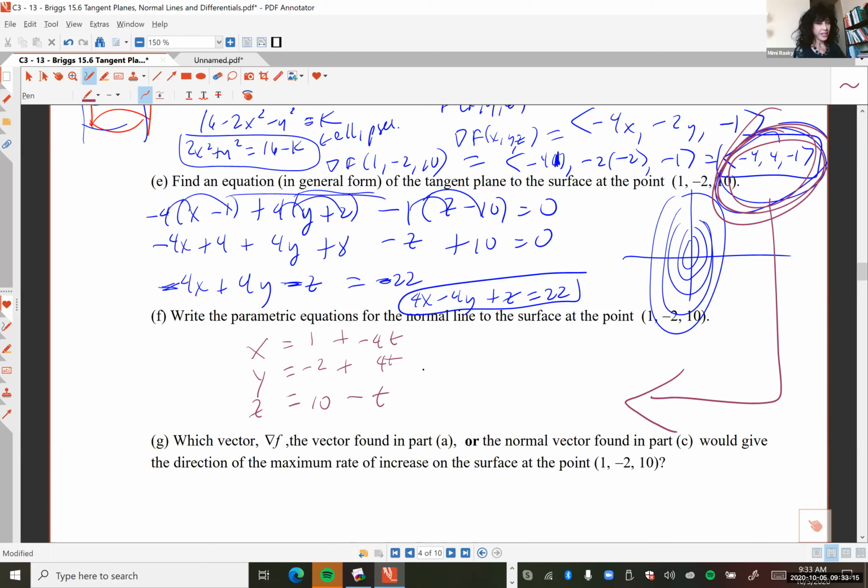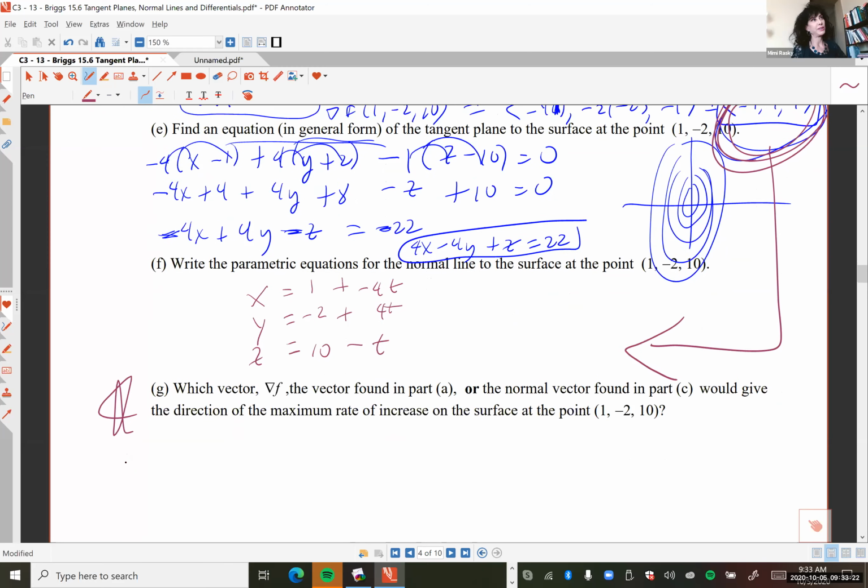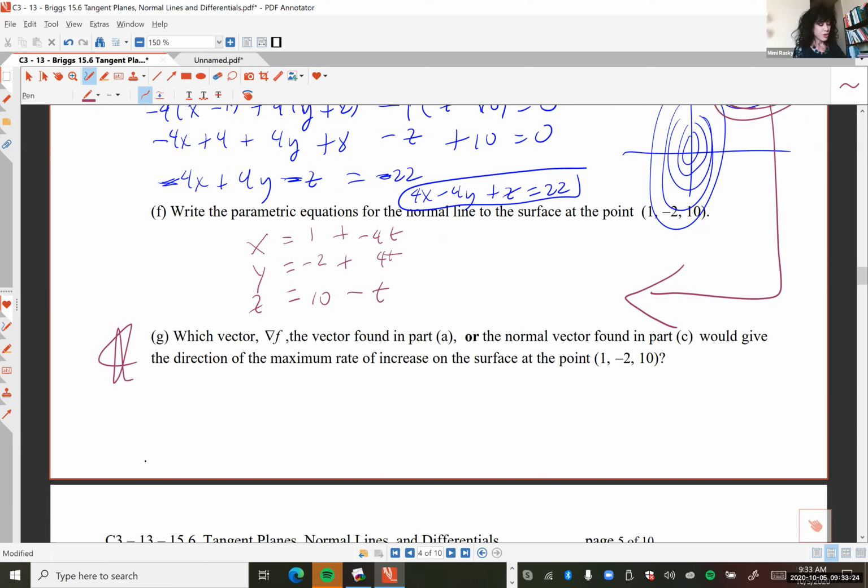And now letter G, you'll see letter G on your MyMathLab too. I used to not have this in my lecture notes, and I noticed MyMathLab loves this. So which vector, del F, the vector found in part A, or the normal vector you found in part C, would give you the direction of the maximum rate of increase on the surface at the point (1, -2, 10)? Oh no, I misspoke. I actually would put this in my lecture notes. This is the grand finale of this problem.